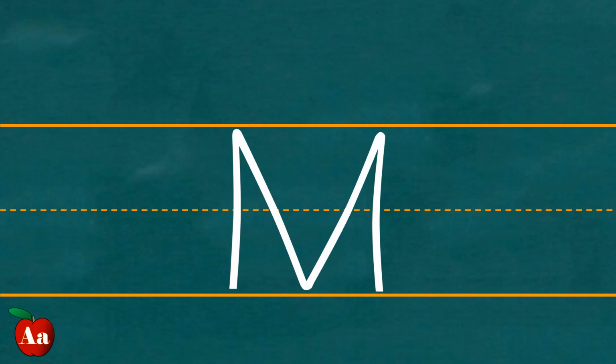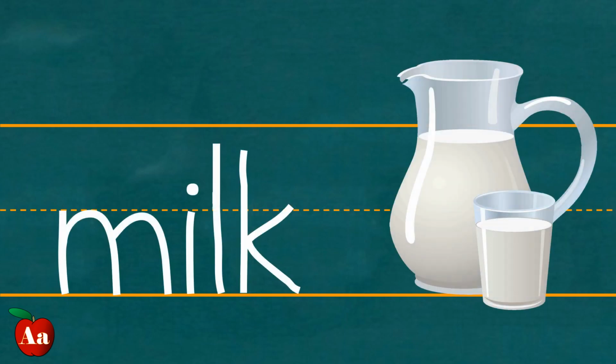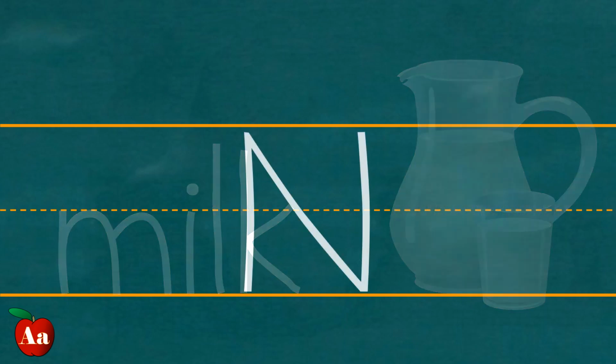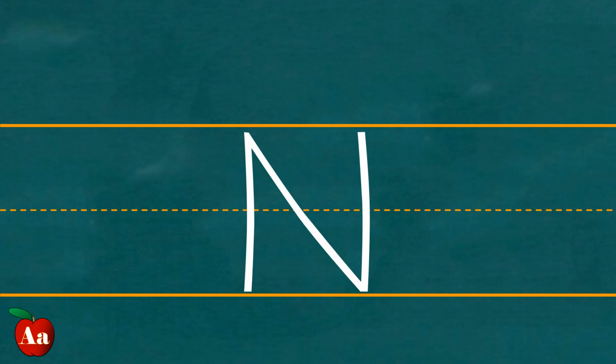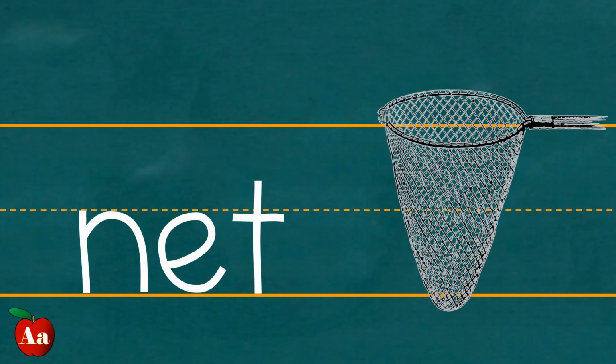The letter M is for the sound M, as in milk. The letter N is for the sound N, as in net.